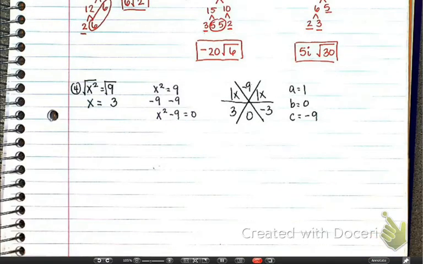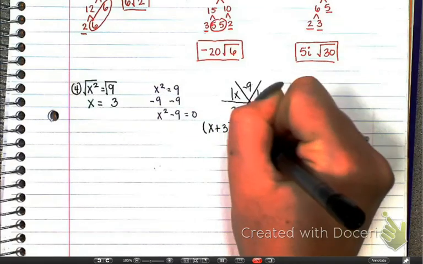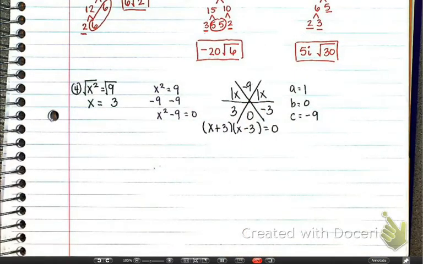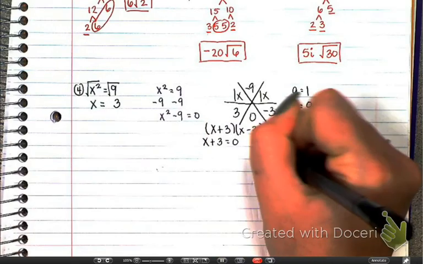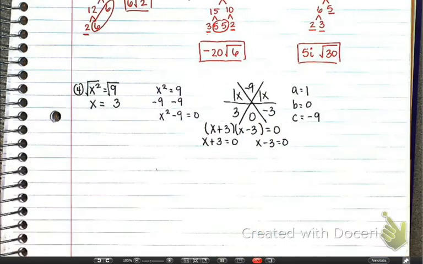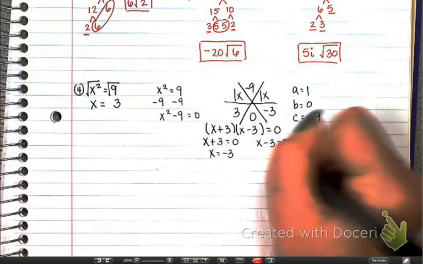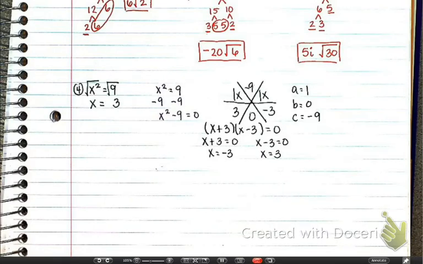From here, I am writing it as factors. x plus 3, x minus 3 equals 0. How do I find those solutions? How do I actually solve? Okay, set each factor equal to 0. So x plus 3 equals 0, x minus 3 equals 0. Which means x equals negative 3 and x equals positive 3. Do you agree with that?